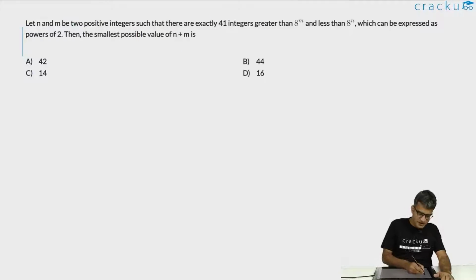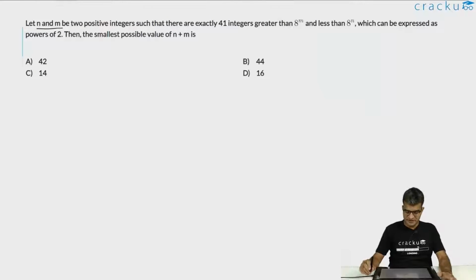In this question, we are told that n and m are two positive integers such that there are exactly 41 integers which are greater than 8 to the power m and less than 8 to the power n, which can be expressed as powers of 2. The smallest possible value of n plus m is asked to be calculated.